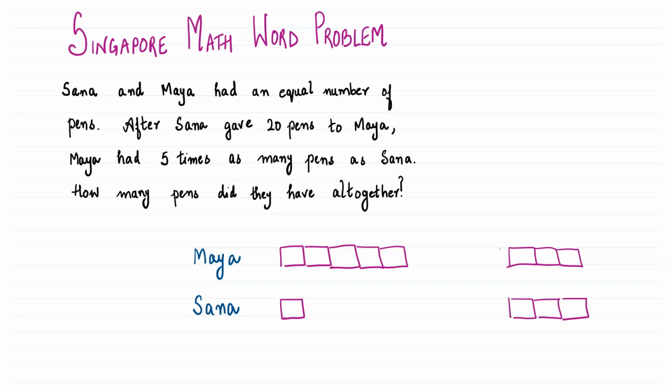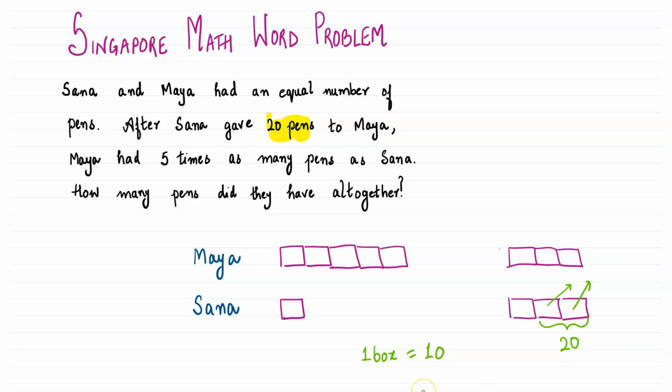Now also notice that Sana had given 20 pens to Maya. You can see that in terms of boxes, she has given 2 boxes. When she gave these 2 boxes to Maya, Maya had 5 times as many as Sana. So that means these 2 boxes should be equal to 20. So this gives us that 1 box is 10.